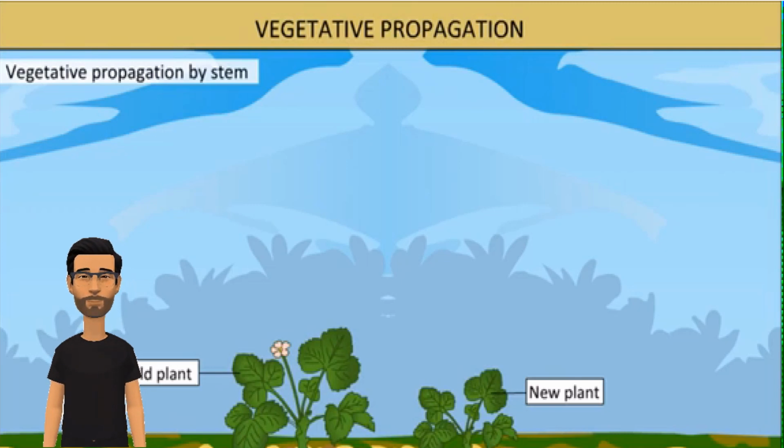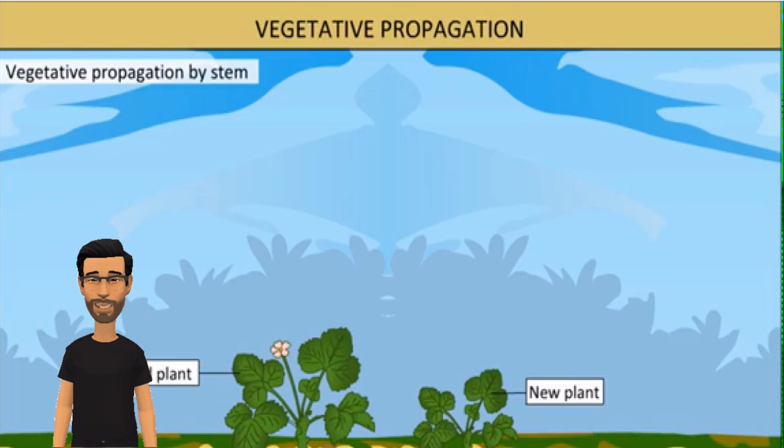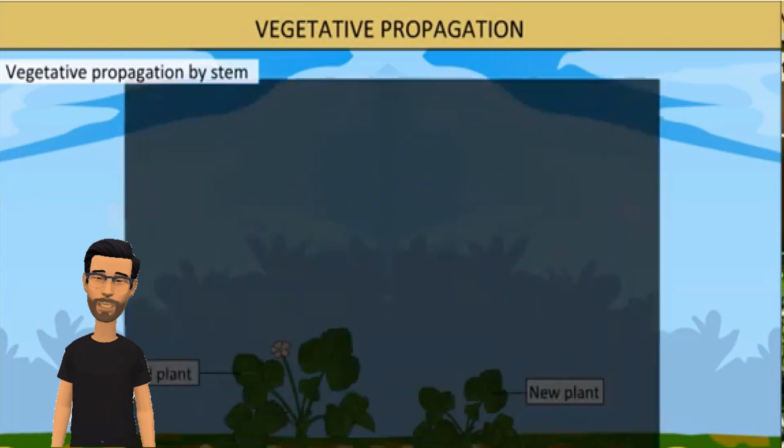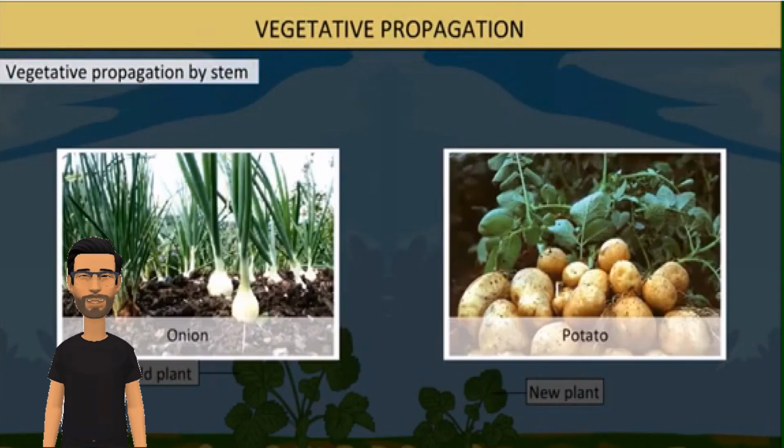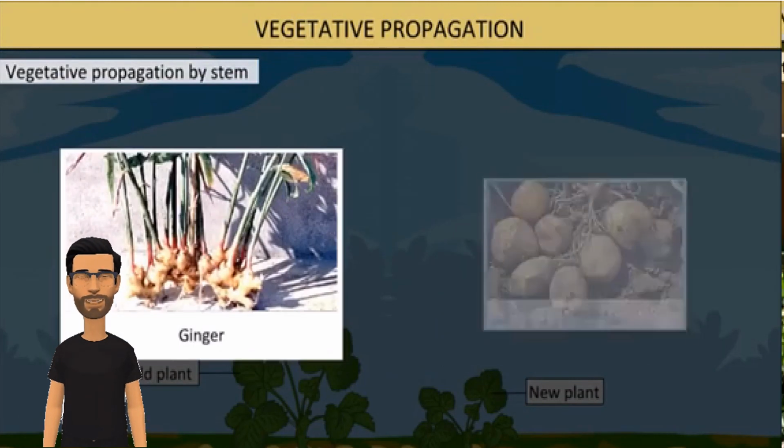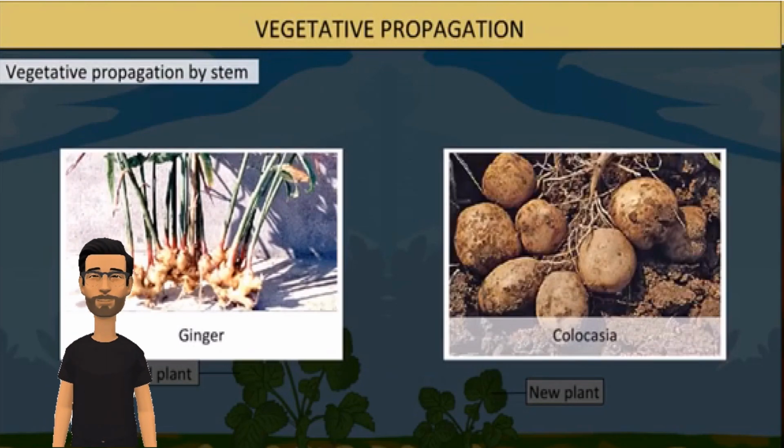Some plants reproduce vegetatively beneath the soil and are called modified underground stems. For example, onion, potato, ginger, colocasia, etc., are called modified underground stems.